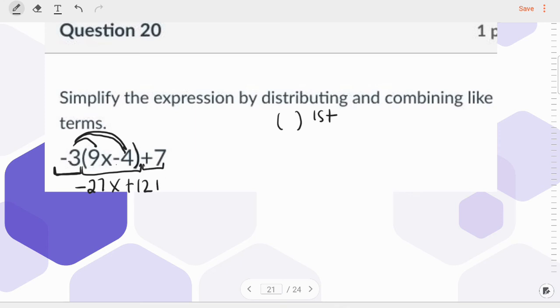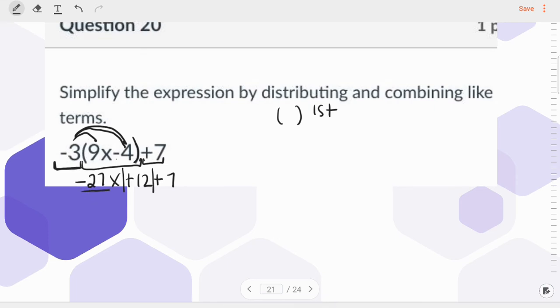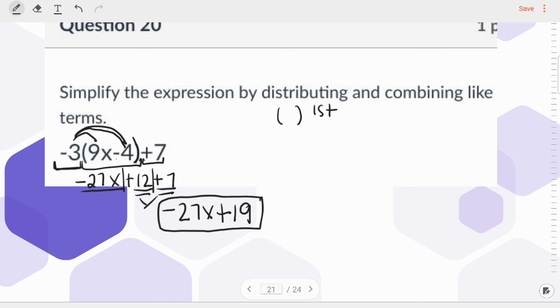I'm going to bring down this term right here, the plus 7. I'm going to look at my terms. I'm going to separate them by the pluses and minuses, and I'm going to combine. Anything that combines with negative 27x? Well, 12 doesn't have an x, and neither does 7, so I'm just going to bring it down. And I'm going to look at 12. It has a like term with 7 because they don't have variables. 12 and 7 combine to give me a grand total of 19. And since it's positive, I'm going to make sure I put a plus sign there. And that's my final answer.